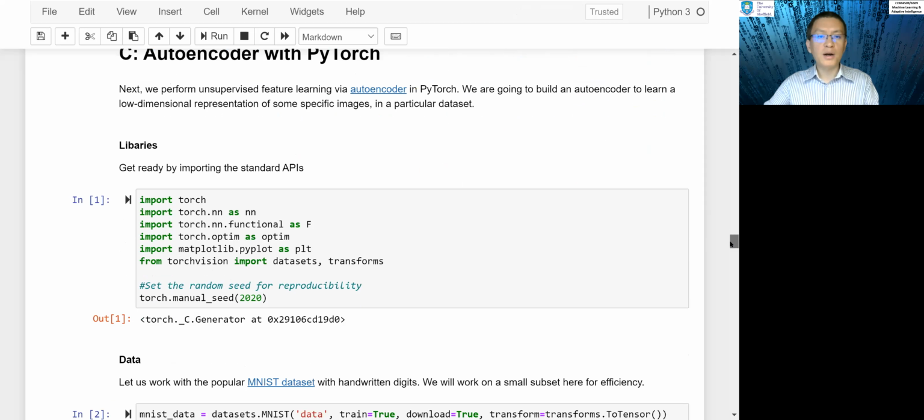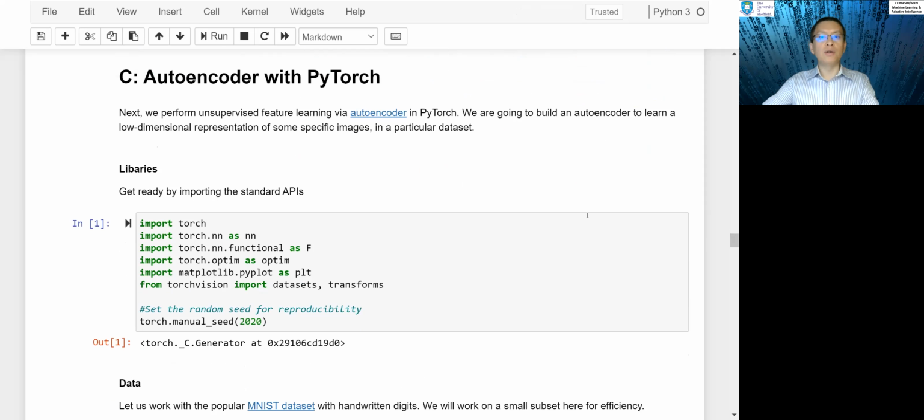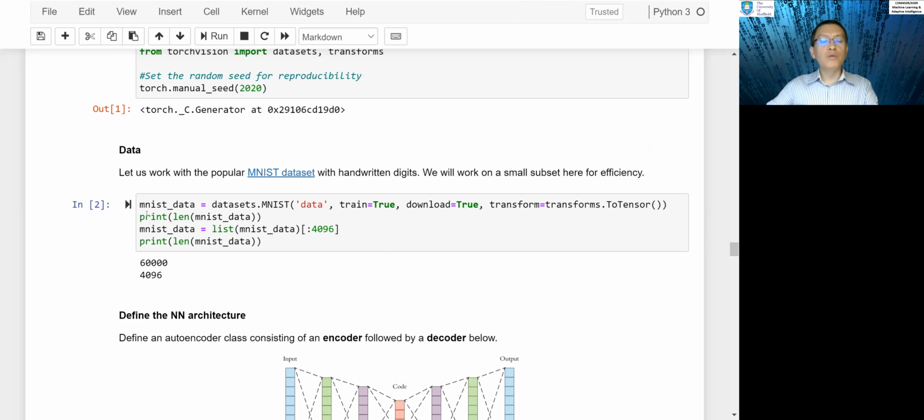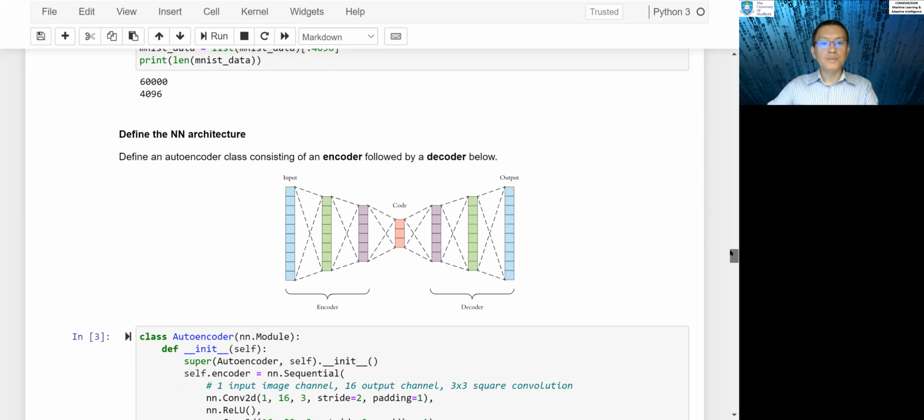And the last part is about the autoencoder. Again, we use PyTorch, and we work on the MNIST digit data set. We take a subset so that we can get the results more quickly.